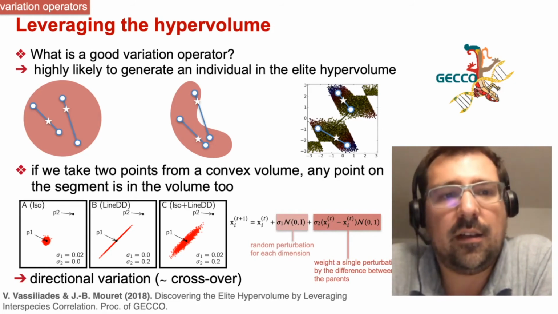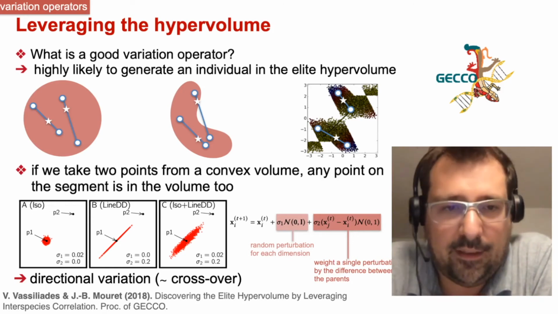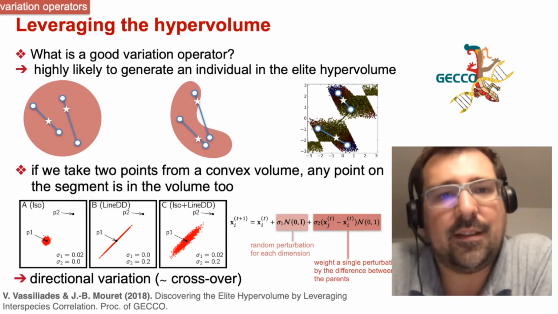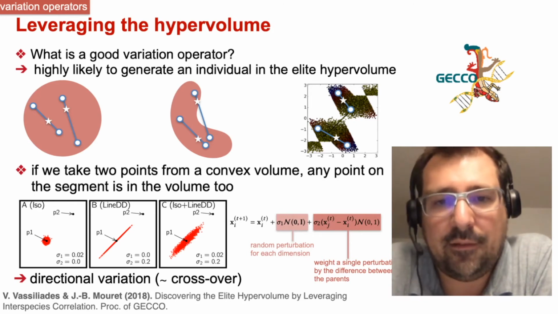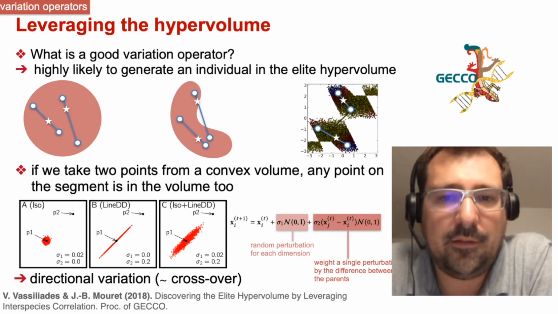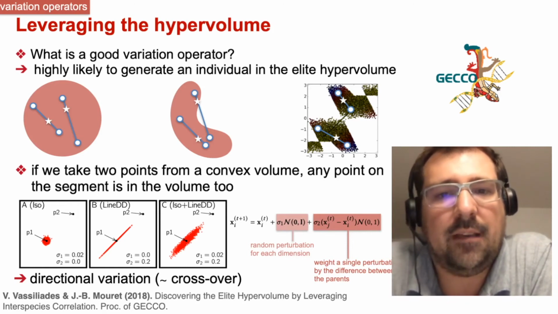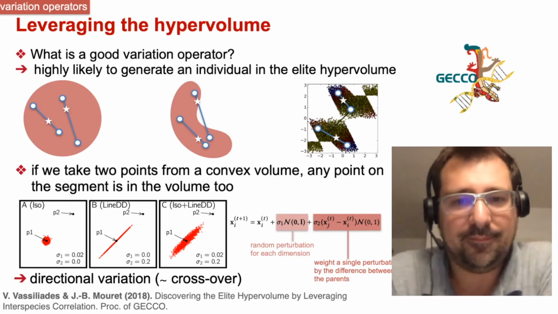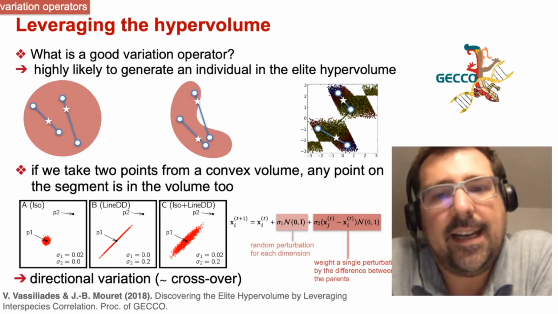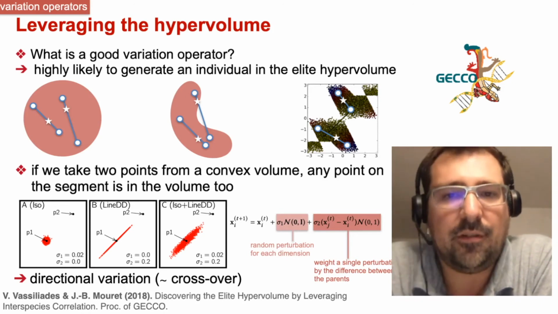Of course, you don't know if your hypervolume is a circle or is convex. If the hypervolume is not convex, then you're not guaranteed to generate something that is also an elite. But still, you're quite likely to do so. On the right, for instance, you see the example that we used, and if you do a crossover between the points, something that mixes them, you're very likely to generate something that is also in the same hypervolume. So you generate a new elite.